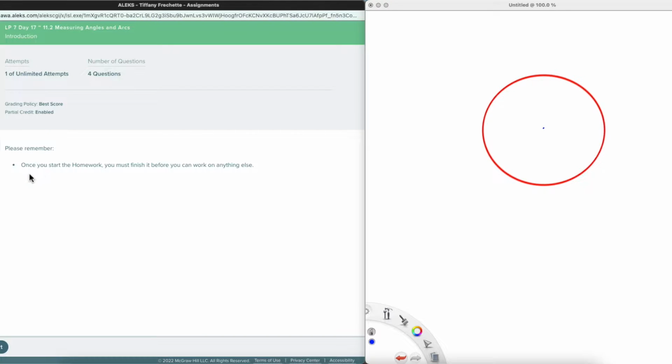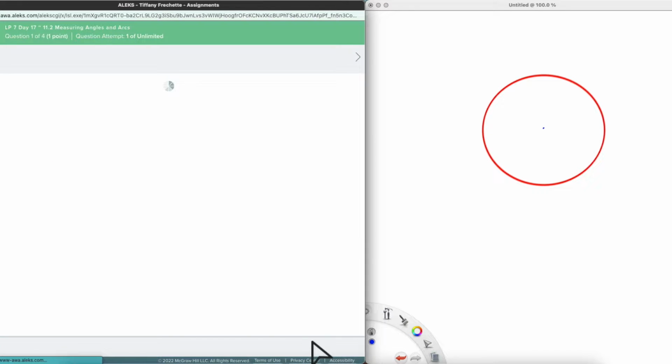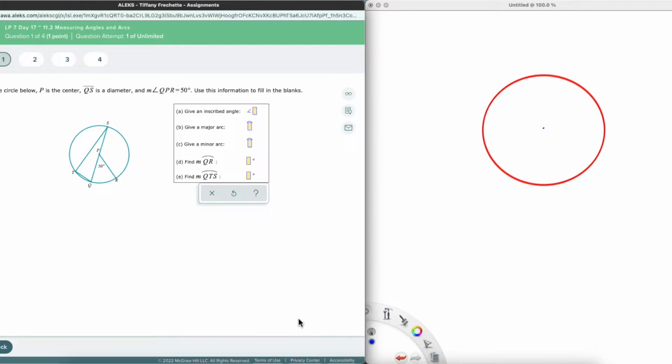So please remember, once you start your homework, you must finish it before you can work on anything else. What that means is once you click Start, down here in the bottom right corner, you will see a Submit Assignment button. That is how we finish assignments. You need to make sure that you click the Submit Assignment button when you want to leave this screen. What it means when it says you can't work on anything else is Alex, the program here, is going to literally freeze your account. So you can't open any other assignments, you can't open resources, everything's going to be frozen until you click Submit Assignment. It's trying to leave this attempt open for you.